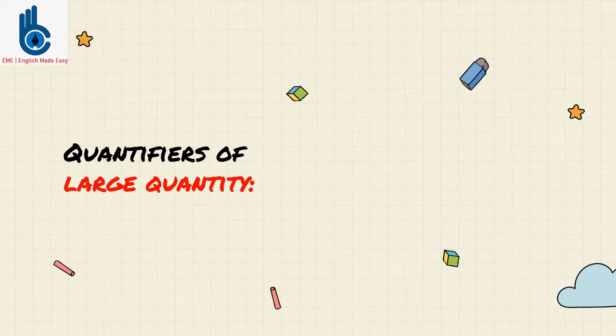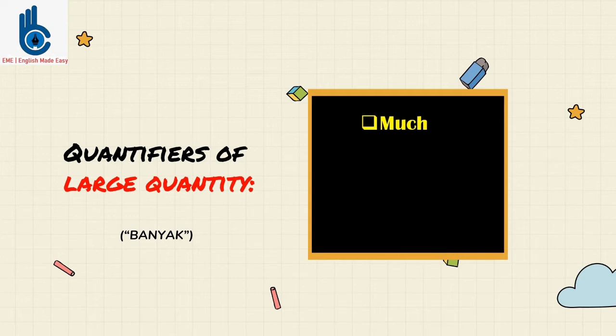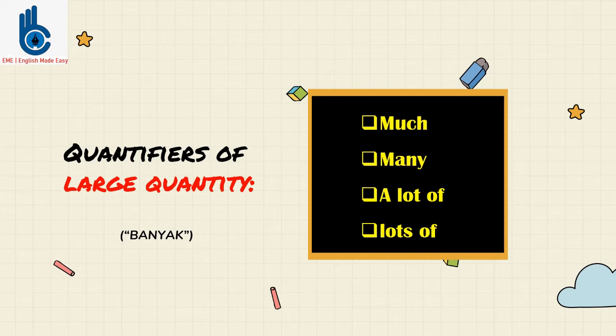There are some quantifiers. First, we can see the quantifiers of large quantity. Berarti banyak. We have much, many, a lot of, and lots of. Do you know the difference between four of them?